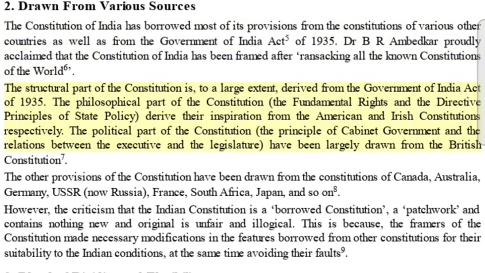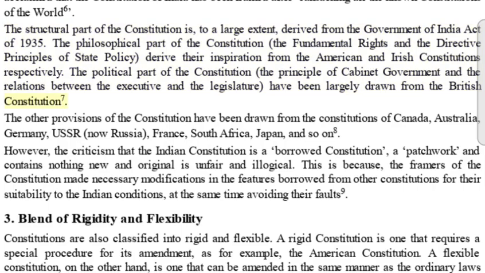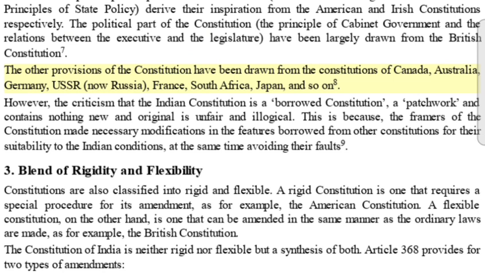The structural part of the Constitution is, to a large extent, derived from the Government of India Act of 1935. The philosophical part of the Constitution, the fundamental rights and the directive principles of state policy, derive their inspiration from the American and Irish constitutions respectively. The political part of the Constitution, the principle of cabinet government and the relations between the executive and the legislature, have been largely drawn from the British Constitution. The other provisions of the Constitution have been drawn from the constitutions of Canada, Australia, Germany, USSR (now Russia), France, South Africa, Japan, and so on.